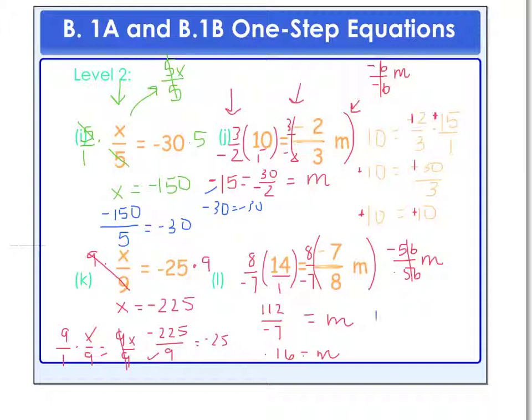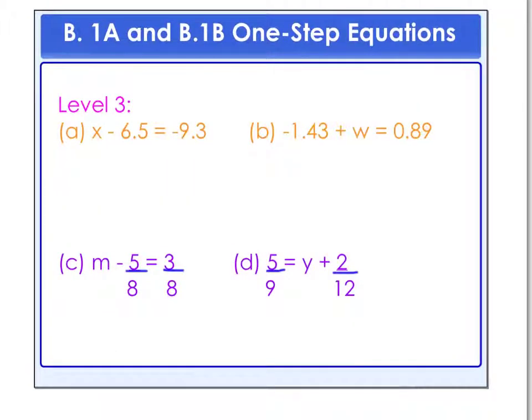So I've got 14 should equal negative 7/8 times negative 16. I'm going to make it negative 16 over 1. So negative 7 times negative 16 is going to give me 112. And 112 divided by 8 gives me 14. So I know that I have the correct answer.